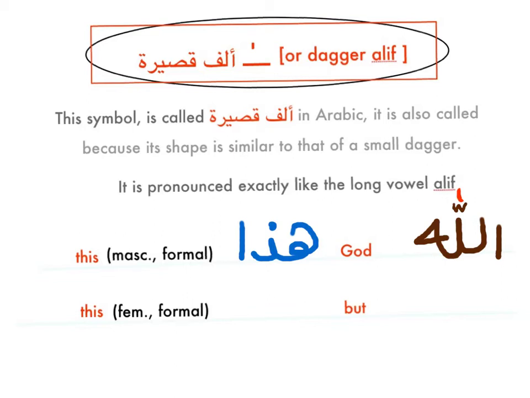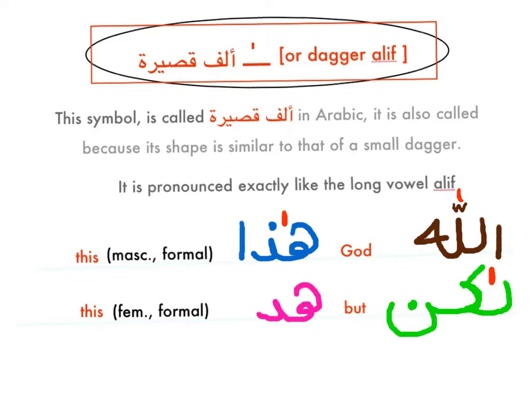And here you see the Alif qasira on the letter ha. Here is another example, the word lakin, which means but. And you can see the Alif qasira on the letter lam. And the last example is the word هذه. The Alif qasira is on the letter ha.